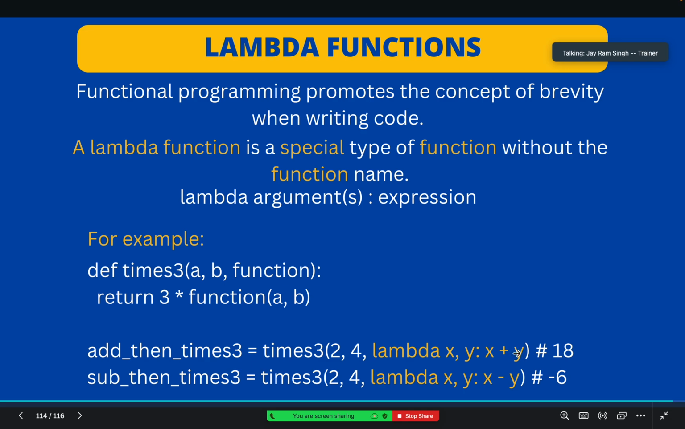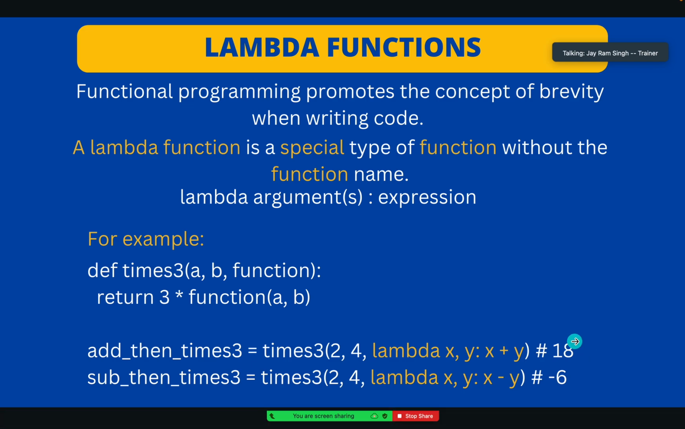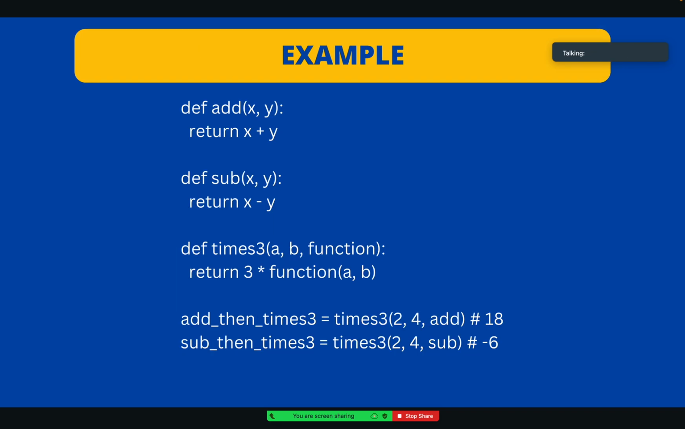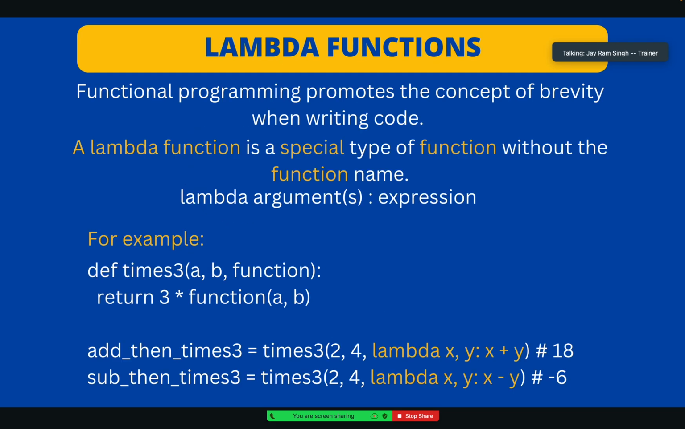Whatever the result is, it will come to here, and this will get operated, and this will return, and this will be 18. So now, how many lines of code reduced here? Anybody can tell me from here to here? Fast. Anybody can tell me how many lines of code reduced? These two lines, 4 lines. 4 lines reduced, right?